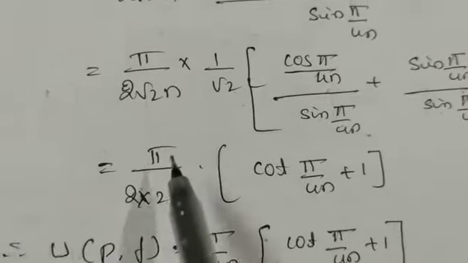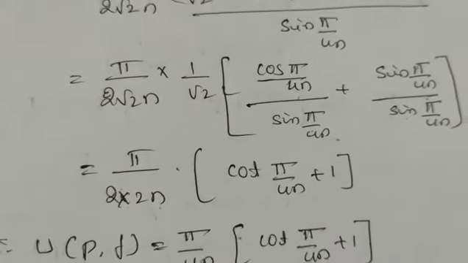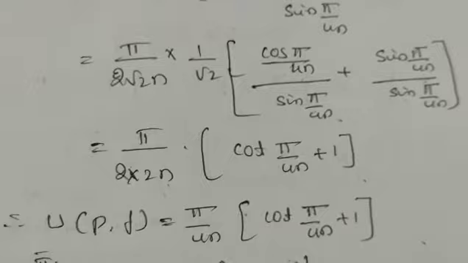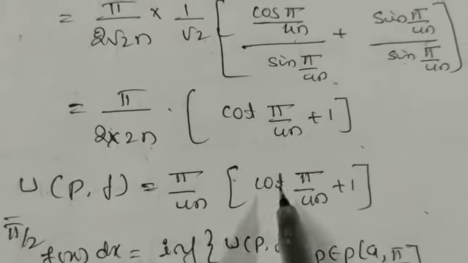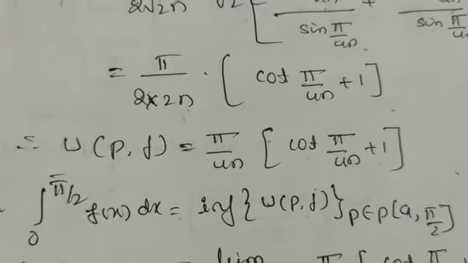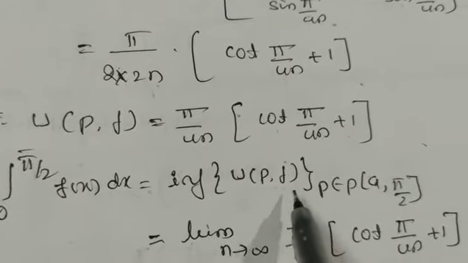So it becomes pi by root 2 into root 2 is 2, into 2n. Cos by sin is cot pi by 4n, plus 1 here. Both are the same, so they get cancelled. Therefore UPF is equal to pi by 4n into cot pi by 4n plus 1. Now the upper Riemann integral from 0 to pi by 2 of f of x is equal to the infimum of UPF.